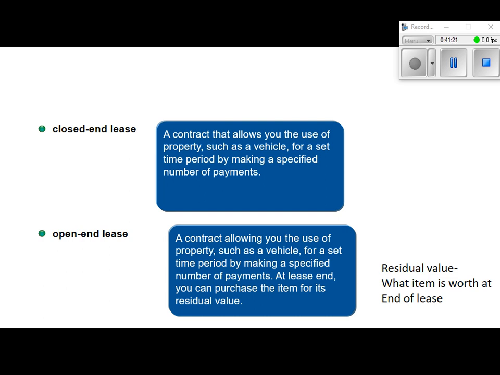A closed-end lease, you have to give the car back to them. And there might be a third kind of lease now, if you talk to them. There might be a third kind of lease where you can decide at the end, well, I guess that's an open-end lease. You can decide at the end whether you want to give the car back or if you want to keep the car.